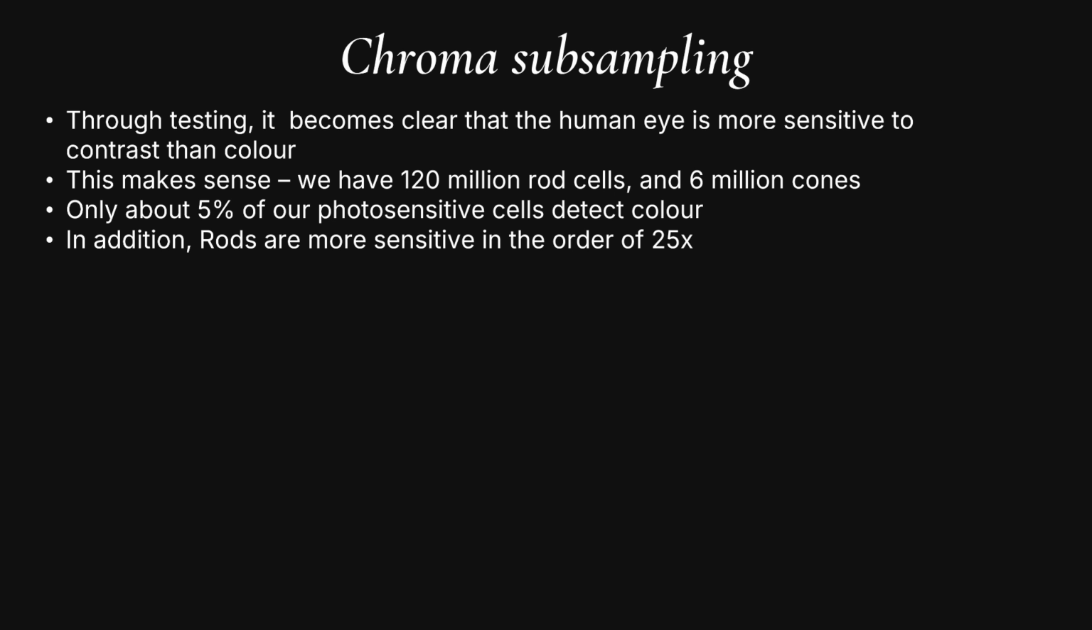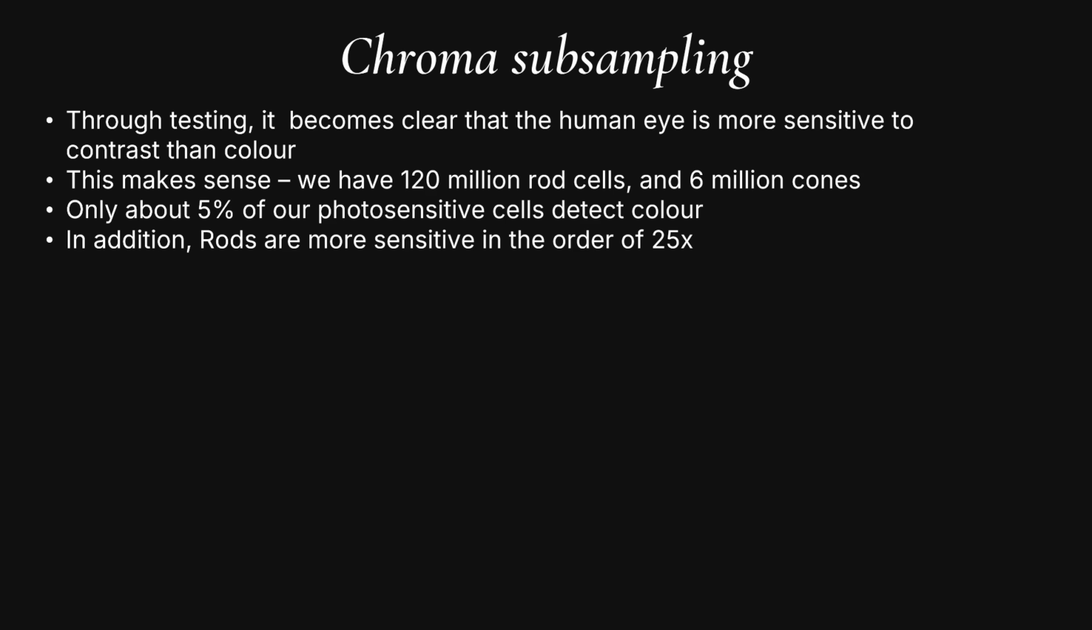We know that we have rods and cones inside our eyes. We have 120 million rod cells per eye, apparently, which are specifically optimized for brightness. They're sensing contrast, essentially, brightness and darkness. Compared to that, we've only got 6 million cones, and those 6 million cones are spread across the 3 different colors that we can sense: R, G, and B.